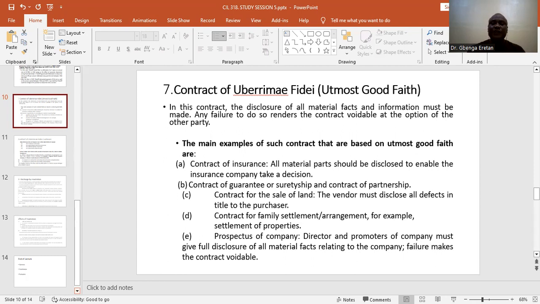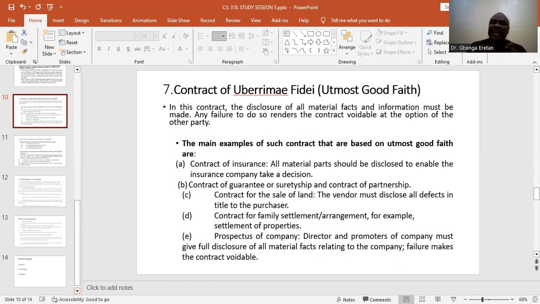Under the contract of sale of land, if you are selling land to anybody, you must be able to tell the person any defect, any problem that is associated with that land. Where you fail or neglect to disclose any fact or defect on that land, that contract will be said to be void.